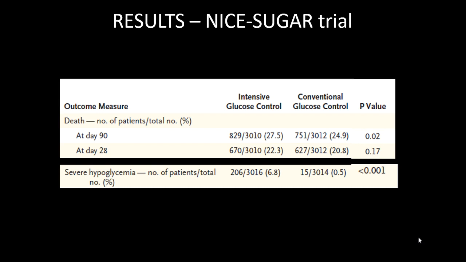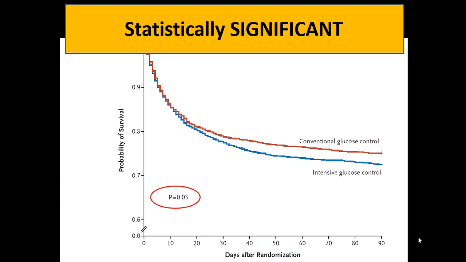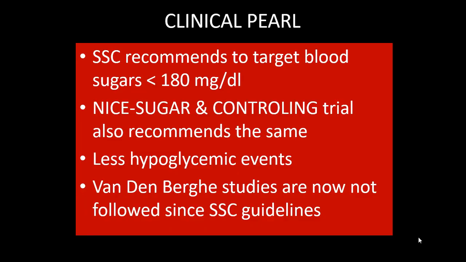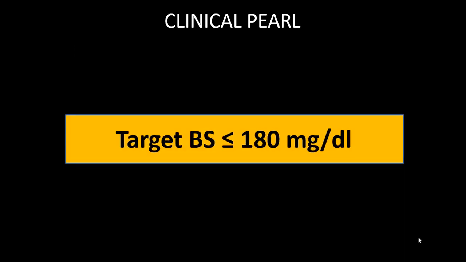We don't follow the tight 80 to 110 group, and episodes of severe hypoglycemia were very high in the intensive group, 6.8% versus 0.5%. Mortality was higher in the IIT group, and overall survival probability did not change, and that's the reason Surviving Sepsis recommends sugars to be less than 180. NICE-SUGAR and CONTROLLING trial also recommend the same, because they did not find any advantage of IIT. Fewer hypoglycemic events are there, and Vandenberg trials are now not followed since the Surviving Sepsis campaign, so always remember, target your blood sugar to less than 180.